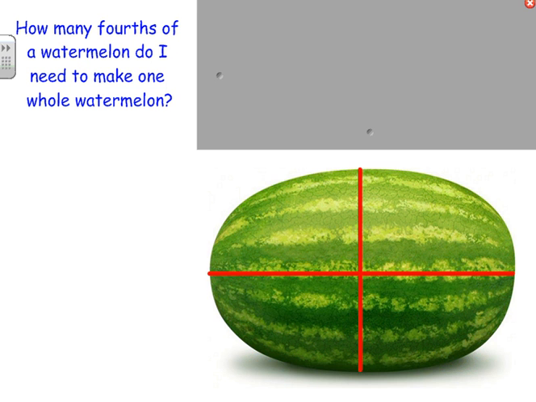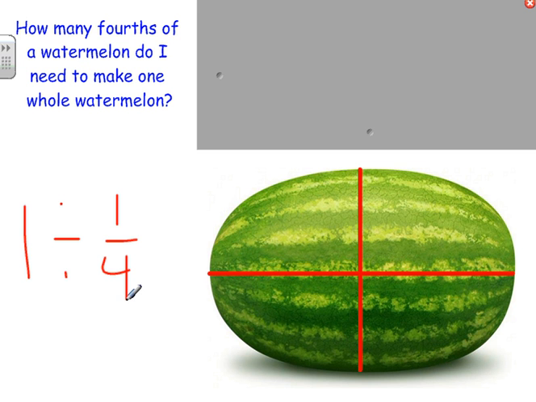So let's take an example of, I have a watermelon. I want to split this watermelon into fractions of a watermelon so I can give it out to people. I'm thinking I want to split the watermelon into fourths. How many fourths of a watermelon do I need to make one whole watermelon? I only have one whole watermelon, and I need to split it into fourths. Well, that, if we write it down mathematically, is one watermelon divided into fourths.